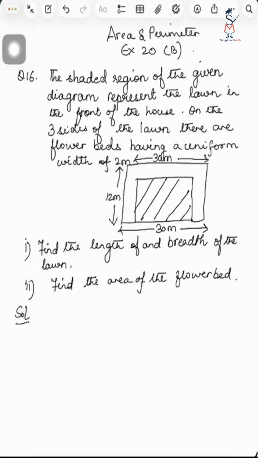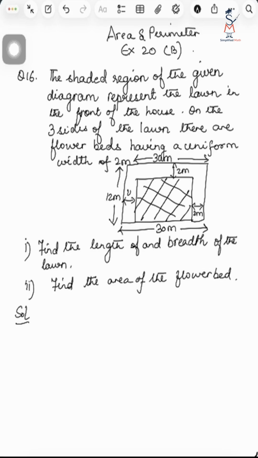Hi, we are doing area and perimeter exercise 20b, question number 16. The shaded region of the given diagram represents the lawn in the front of the house. This is the lawn. Now on the three sides of the lawn, there are flower beds having a uniform width of 2 meter. This is your flower bed whose width is 2 meter.